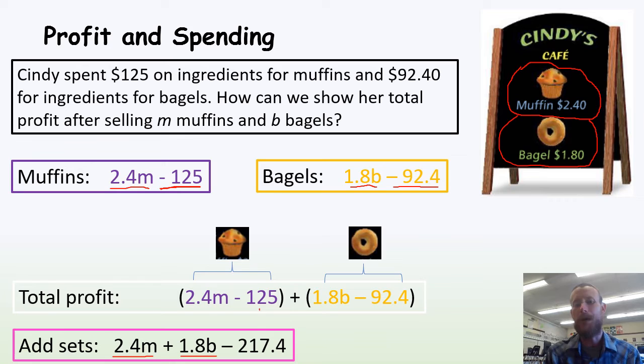The only thing we can combine in this expression is her initial investment. So that would be negative $125 spending on muffins minus $92.4 spending on bagels for a grand total of negative $217.40 that she spent overall. This is our final expression. Amount of muffins that she's making, bagels that she's making, minus her overall cost.